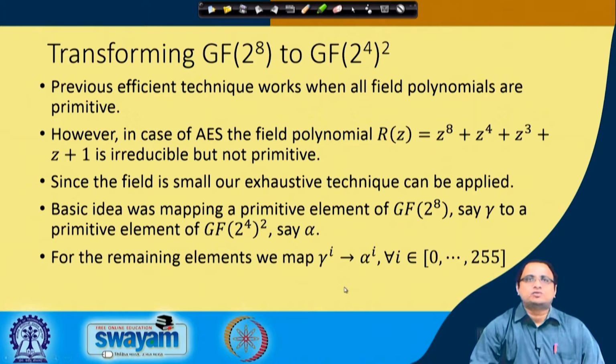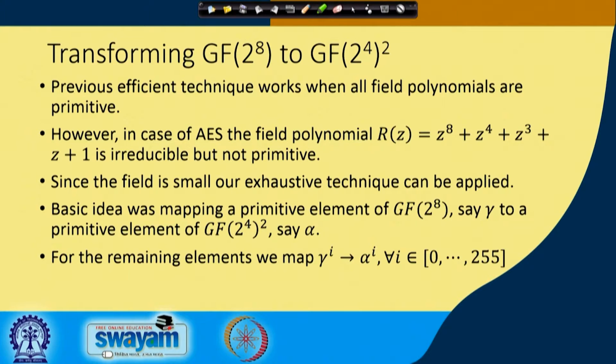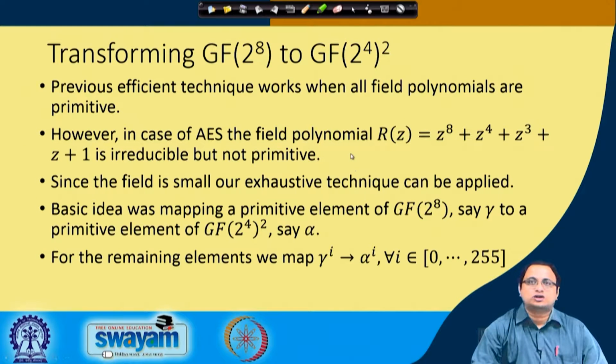So, we would like to now transform. Let us take a concrete example. Suppose we are transforming GF(2^8) to GF((2^4)^2), and we have already discussed efficient techniques for these transformations previously. But note that in the efficient technique that we discussed in one of my last classes, we did a mapping of the basis vectors. In that case, the field polynomials were assumed to be primitive polynomials, but note that in the case of AES, the polynomial R(z) = z^8 + z^4 + z^3 + z + 1 is irreducible, but is not primitive.